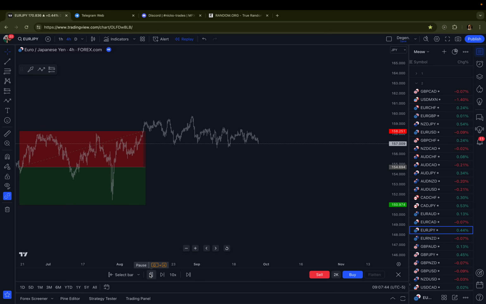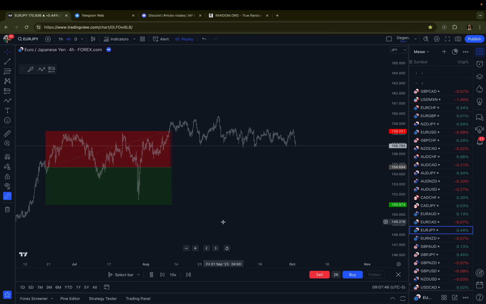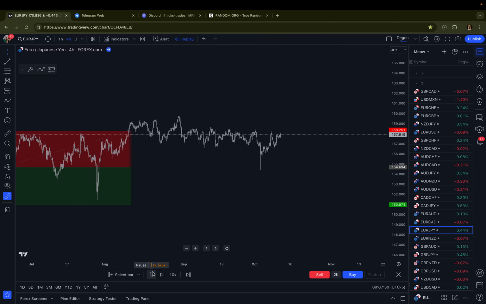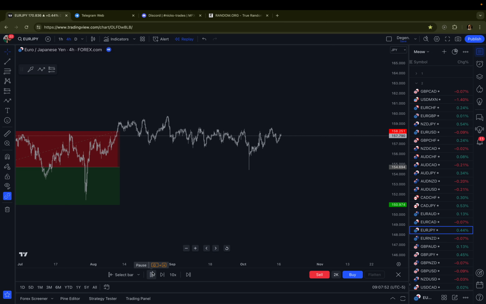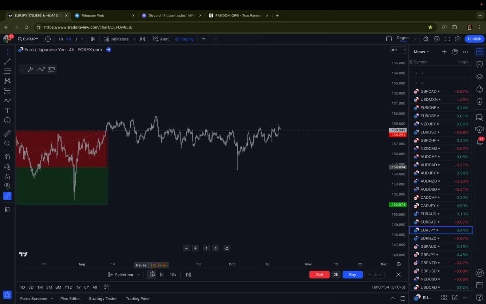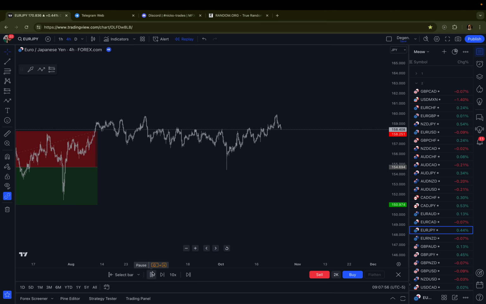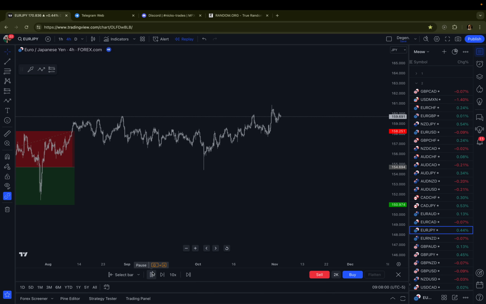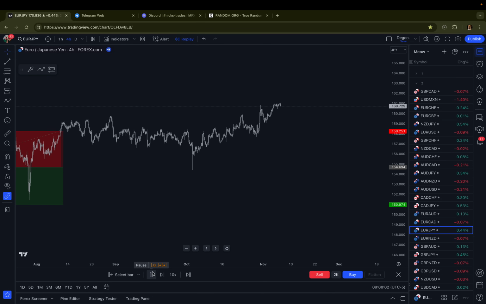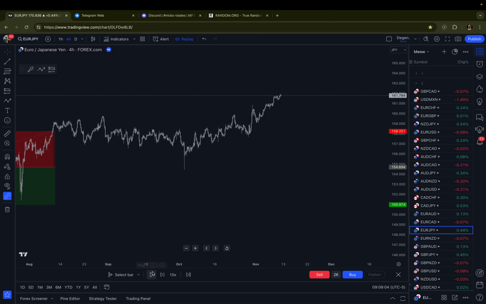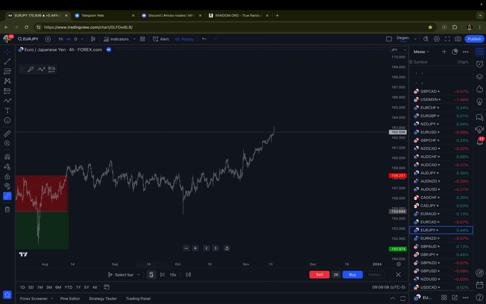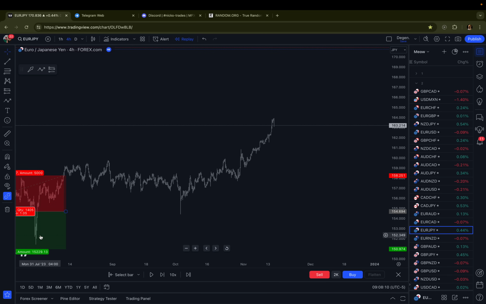Yeah, this is pretty ranging, really boring. Yep, I do not do anything when stuff like this is going on. I wait for a clear breakout. This needs to go much higher. Oh, not much higher, just a little bit higher. It's kind of, here we go. Okay, cool. Perfect.